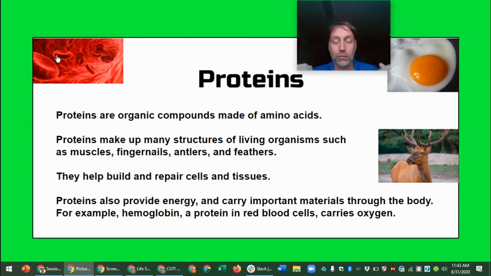The oxygen that's required in those cells, the energy that's used in the ATP process, which we'll learn about in the next unit, is carried to that place in your body by a hemoglobin, which is along for the ride on a red blood cell. So proteins are very important.